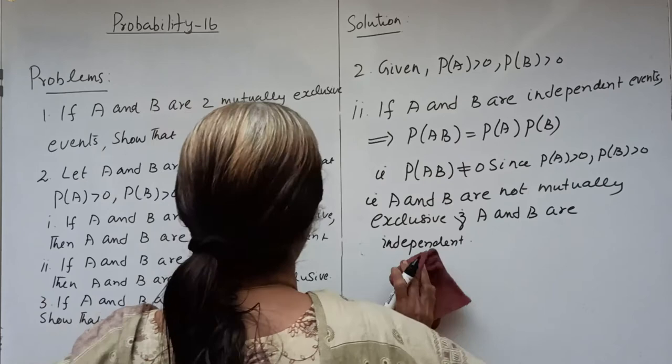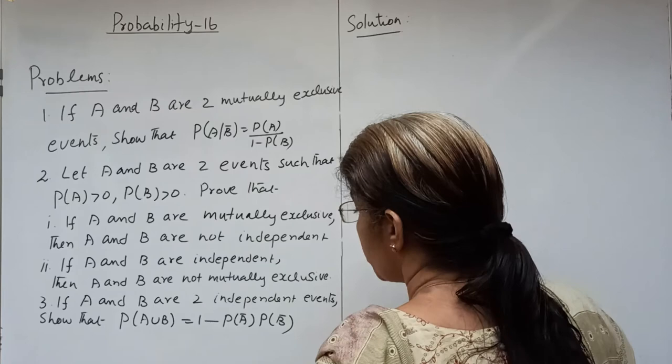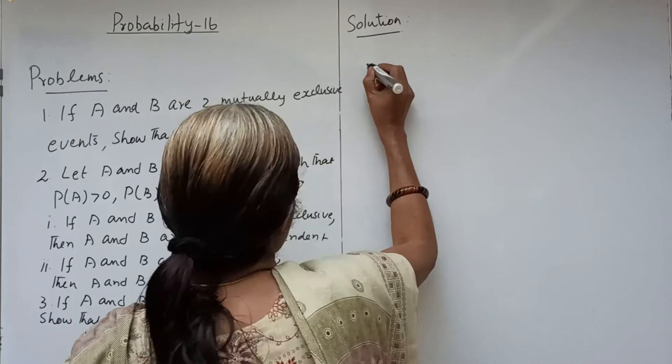Now we consider question number 3. The question is, if A and B are two independent events, show that P of A union B equals 1 minus P of A bar into P of B bar. It is given that A and B are two independent events.